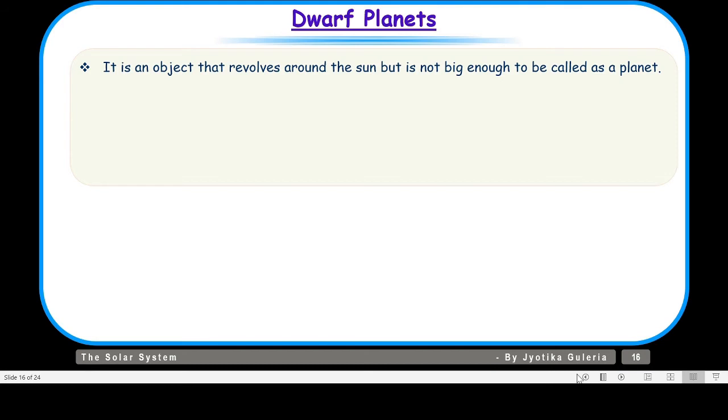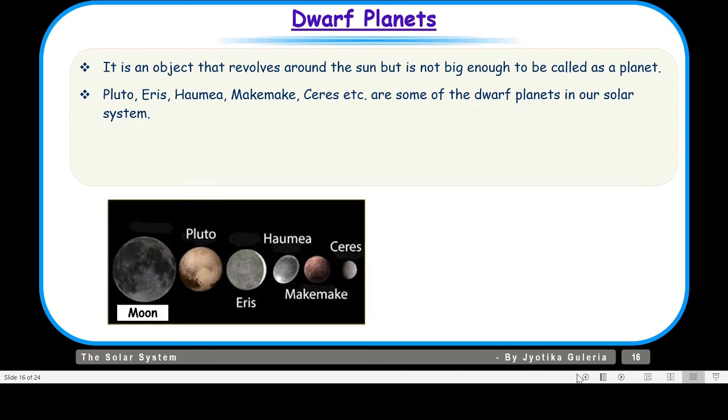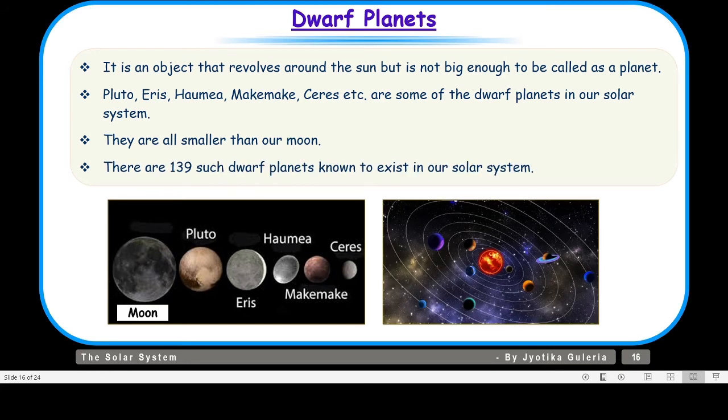So let us understand what a dwarf planet is. A dwarf planet is an object that revolves around the sun but is not big enough to be called a planet. Pluto, Eris, Haumea, Makemake and Ceres, etc. are some of the dwarf planets in our solar system. They are all smaller than our moon. If you compare them with the size of our natural satellite, the moon, you will find that they are all smaller than the moon itself. There are 139 such dwarf planets known to exist in our solar system.